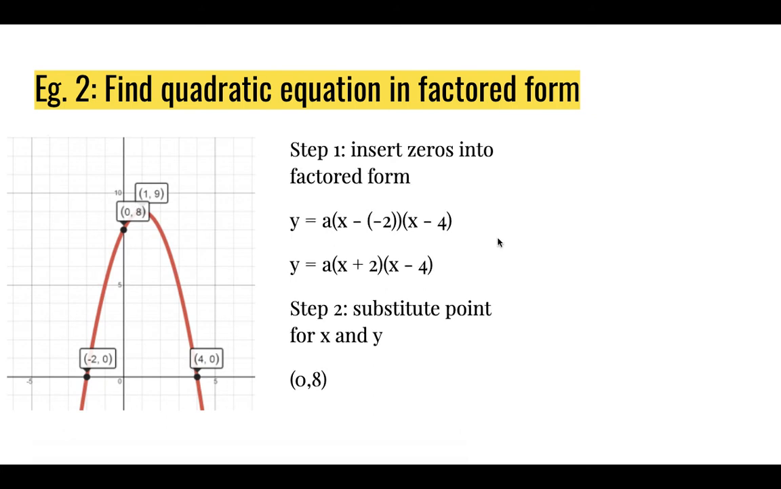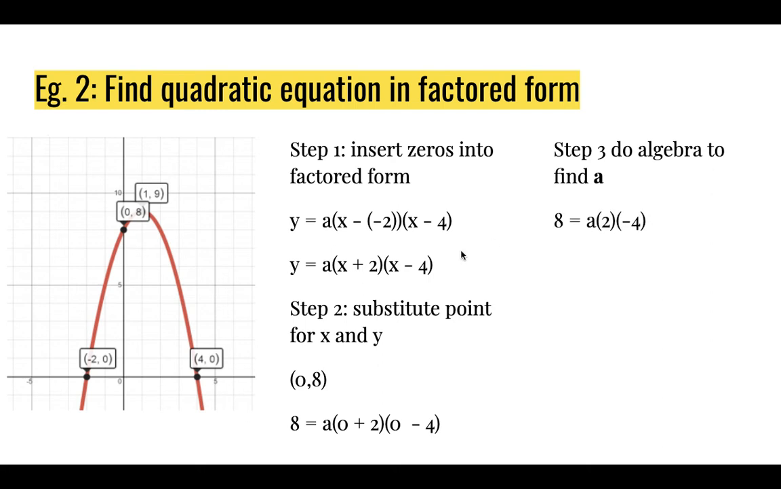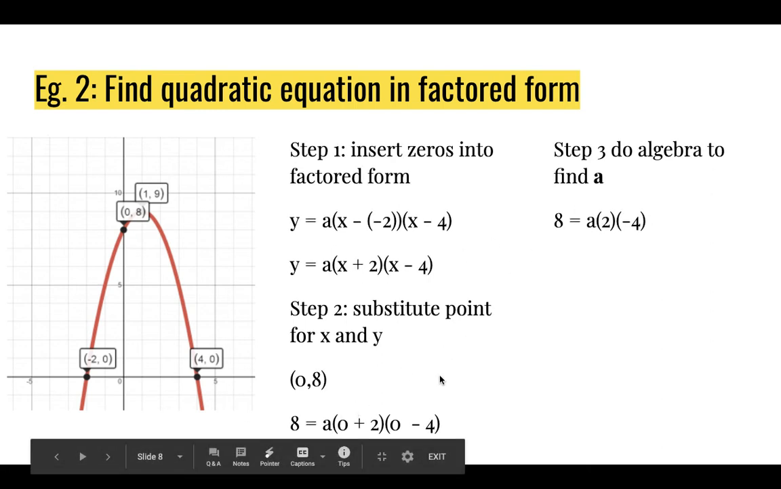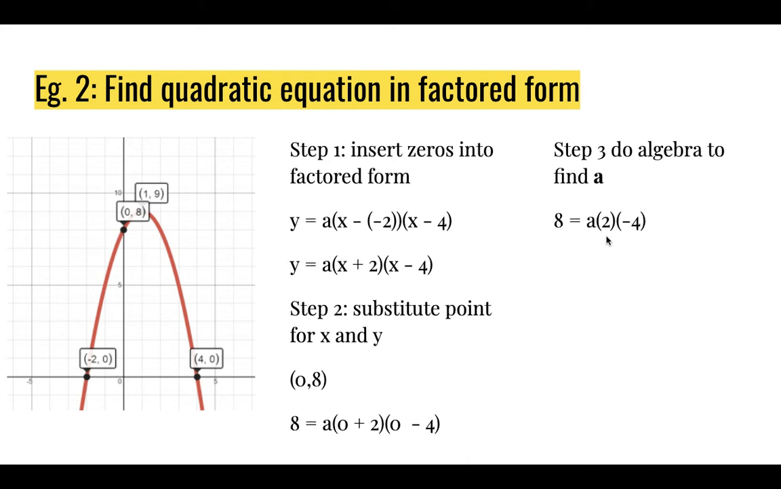Okay, so if we put 0 in for x and 8 in for y, we get 8 equals a times (0 plus 2) times (0 minus 4). And now we're going to do our algebra to figure out what a is. So 0 plus 2 is 2, and 0 minus 4 is negative 4. So we get this, and now we're going to multiply these together to simplify that term. So 8 equals negative 8a. And to find a, you're going to divide by negative 8 on both sides, giving you negative 1 as your a.